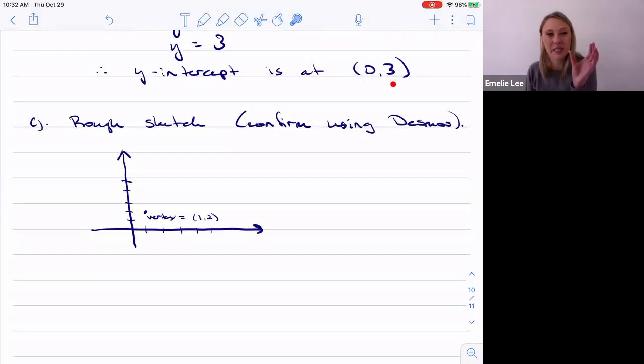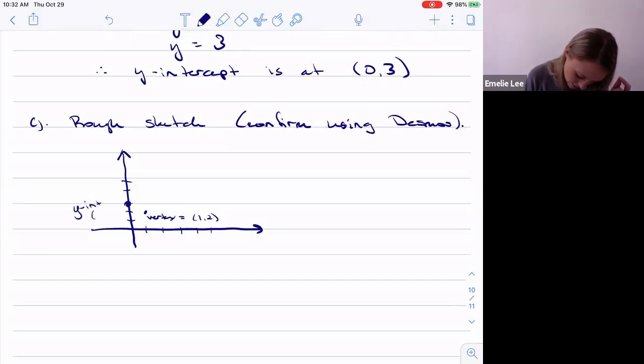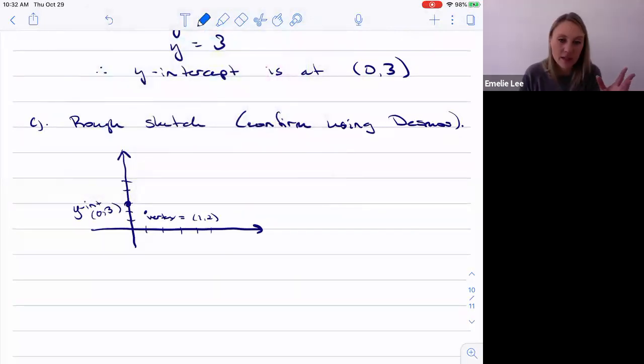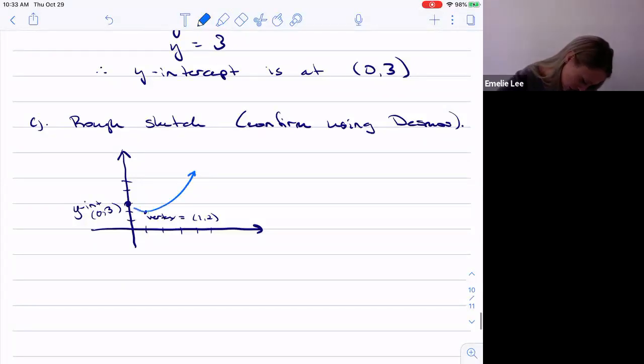That is going to tell us that it's facing up, but it's just nice to be able to tell right away that it's going to be facing up by the a value. So 1, 2, and 0, 3. Let's put that here. The y-intercept is at 0, 3. So if I had to graph this, knowing that it's a parabola, I want to see something like that. Okay. Let's confirm this using Desmos.